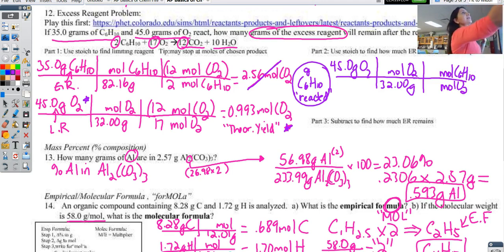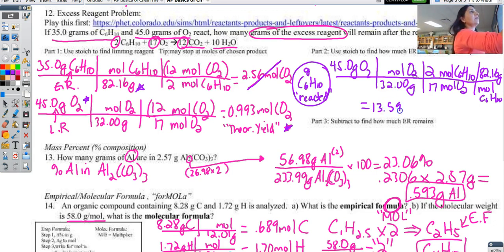So it looks like 2 C6H10s for my balanced equation to 17 moles of oxygen. Don't stop there because I need the grams of C6H10. So now I've got moles of C6H10, and I'm going to try to get to grams. I calculated the grams of C6H10 at the beginning. Here it is, sorry, 82.16 grams of the C6H10 per mole, and now I can do my calculation. If I multiply and divide, I end up getting 13.59 grams of the C6H10 that reacted.